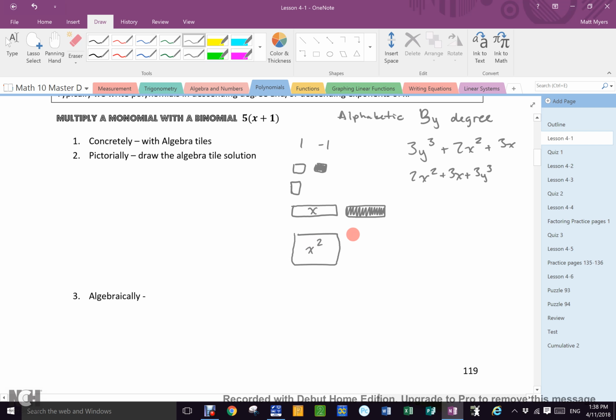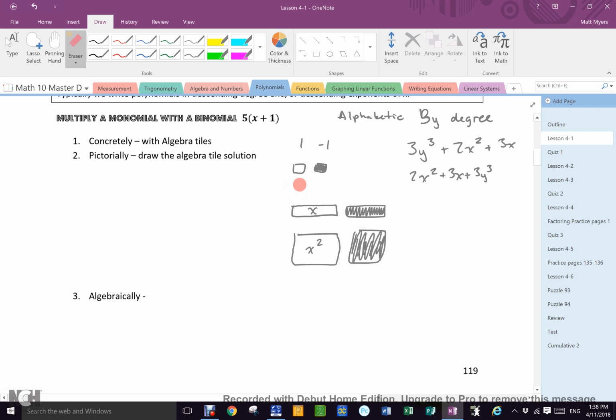X squared and negative x squared. The problem with algebra tiles is, of course, they are not good for anything past x squared. Are there exponents bigger than 2? Yeah, so they're kind of useless. But I like to show you how to deal with them anyway. All right?